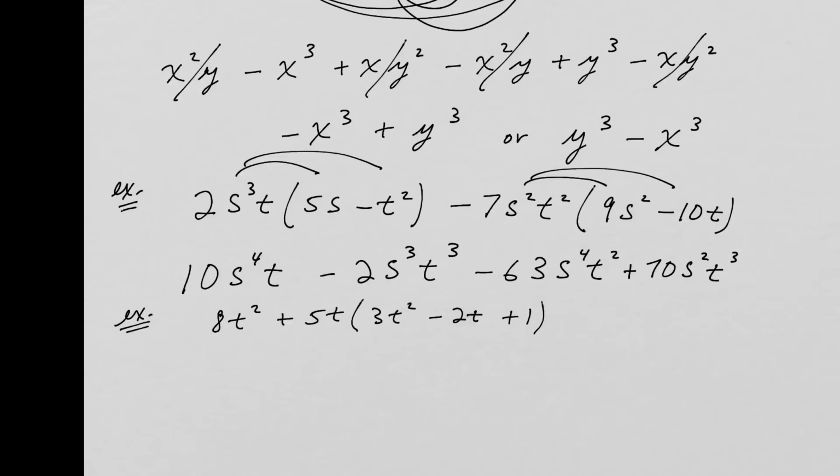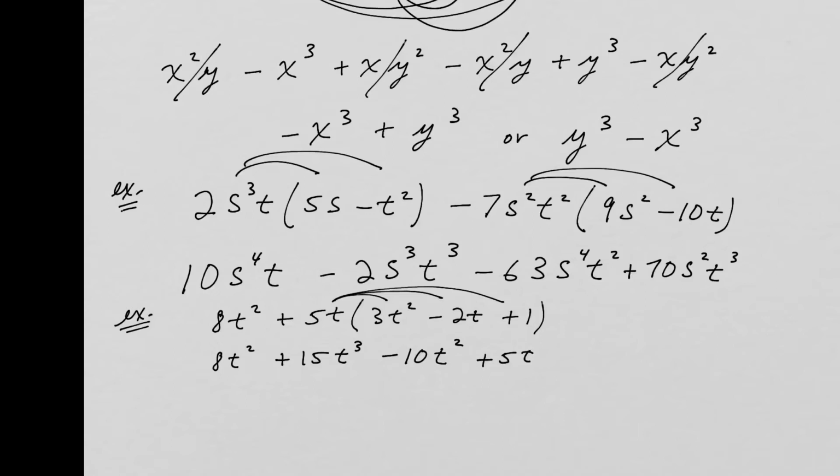Okay, so in this case, the first thing I'd have to do is distribute in that 5t, right? Multiply in that 5t. So 5t would get multiplied by all 3 of these terms. So I can't do anything with 8t squared. I'll leave that out front. 5t times 3t squared is going to be 15t cubed. 5t times negative 2t is, well, 5 times negative 2 is negative 10, and then t times t is t squared. And then 5t times positive 1 is just 5t.